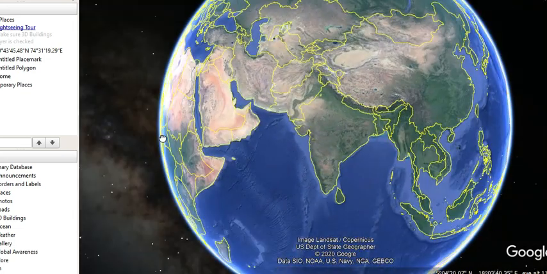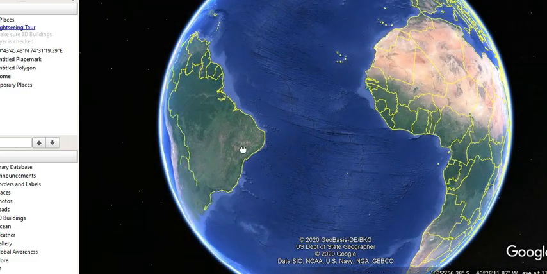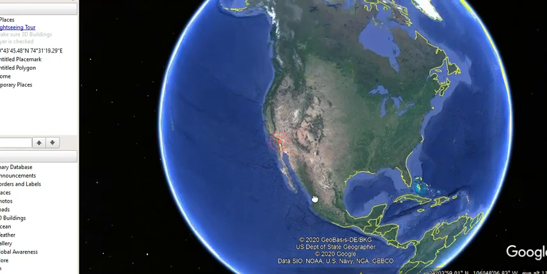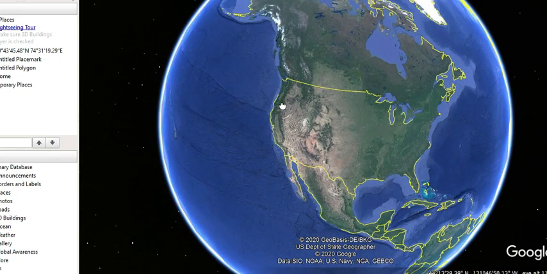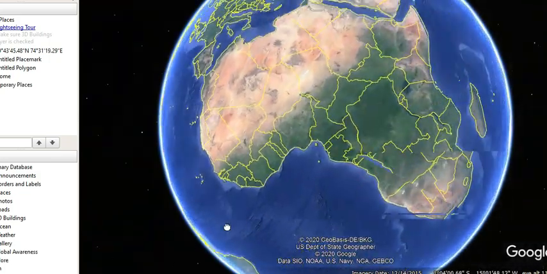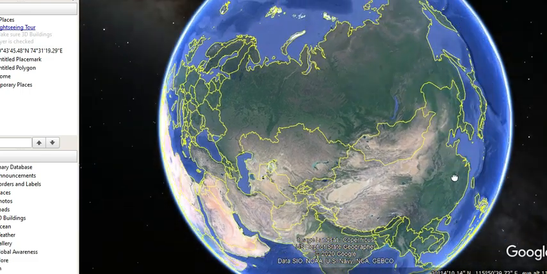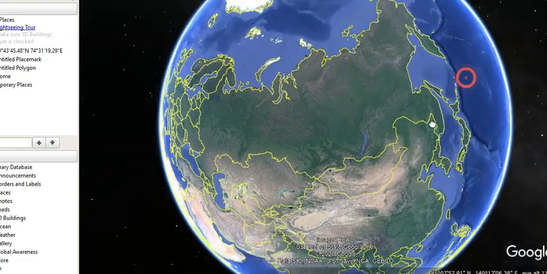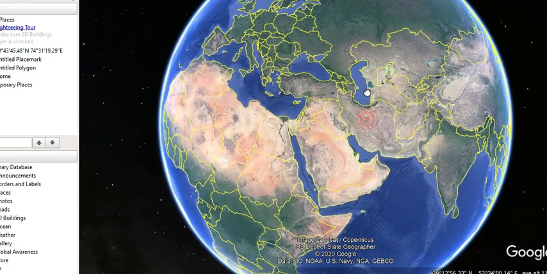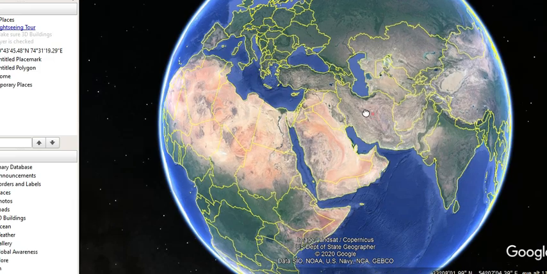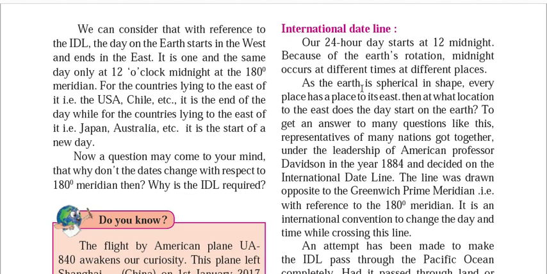If you consider the top 10 countries in the world by area, they have a very vast longitudinal extent. If you consider Brazil, there is almost a 3 hour difference between the eastern and western parts of Brazil. If you consider the USA, it is almost 5 to 6 hours. Canada is almost 7 hours. If you consider Russia, the biggest country in the world, it is almost 11 plus hours between the eastern and western parts of that country. So that's why we need different time zones, and these time zones are based on the concept of the international dateline. So let's see the international dateline.